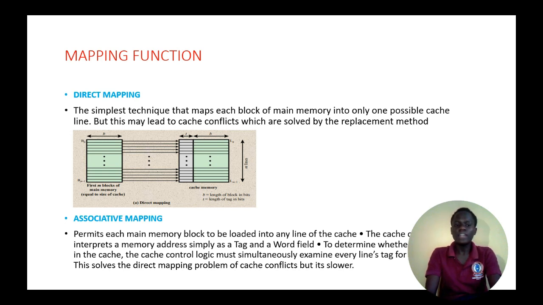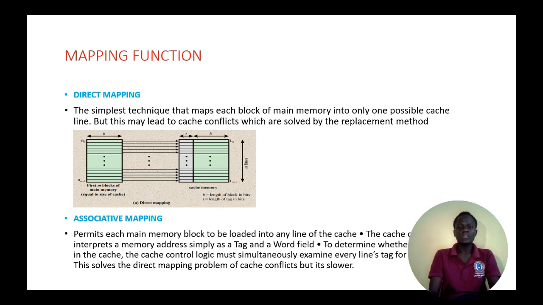Here different blocks come and are just mapped into an empty space or empty block in the cache memory. These blocks don't come with a specific location when we are dealing with associative mapping. They just come and are delivered into a block in the cache memory.